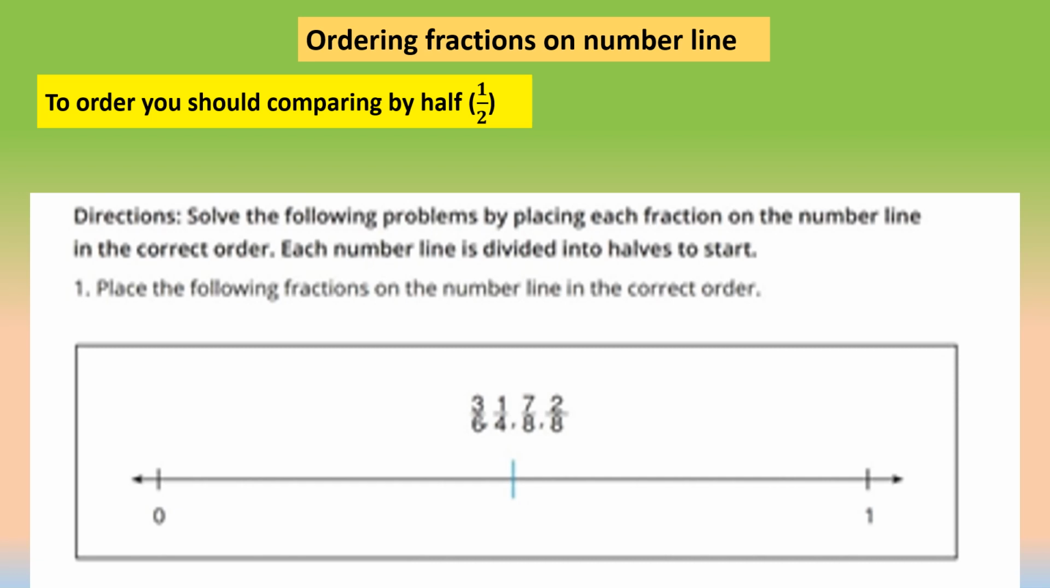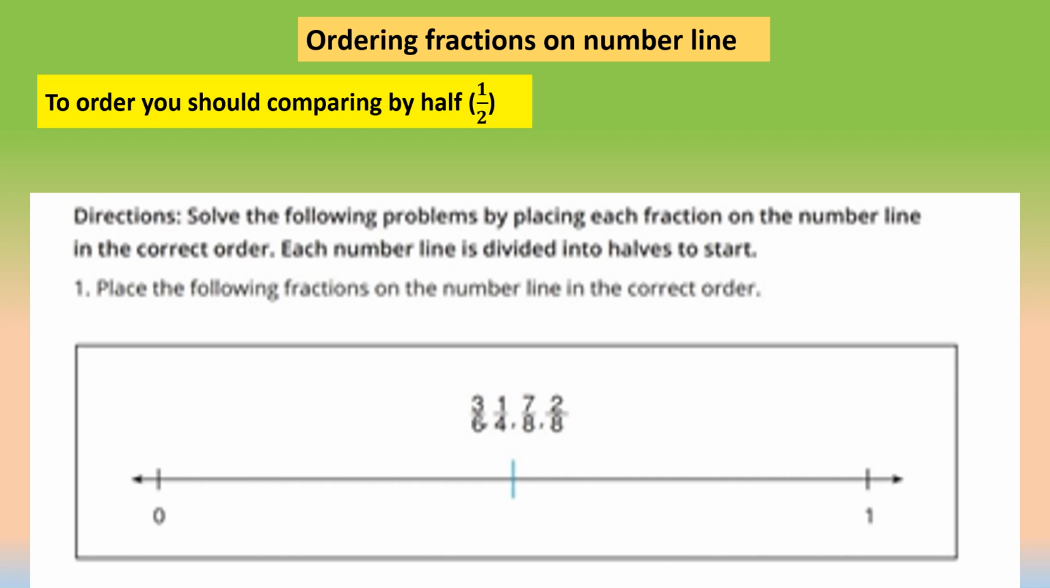Ordering fractions on the number line. To order, you should compare by half. Solve the problem by placing each fraction on the number line in the correct order. Each number line is divided into halves. So to start, place the following fractions on the number line in the correct order. I have here some fractions: 3 over 6, 1 over 4, 7 over 8, 2 over 8. The answer will be on the next page.